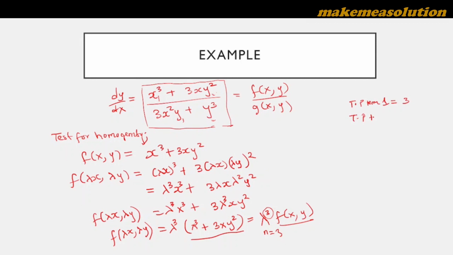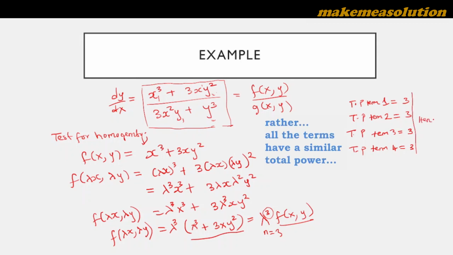So total power in term 2, of course, is a mixed term. So x has 1 and y has 2, so 1 plus 2 is 3. So total power in term 3, you can see that x is 2 and y is 1, so it's also 2 plus 1, 3. And total power in term 4, you can see that of course it's a unique term, not mixed, and y has a power of 3, so it's actually 3. Now all the terms have equal powers, hence it is homogeneous in degree 3.